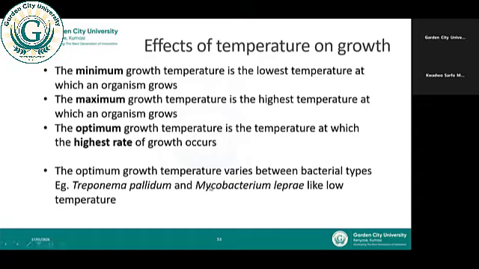So there are some infectious agents that prefer lower temperatures than their body temperature. Treponema pallidum, the one that causes syphilis, or Mycobacterium leprae, the one that causes leprosy. This one is difficult to culture on artificial media. So this is an exception to Koch's postulates.